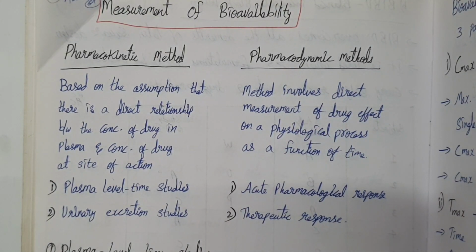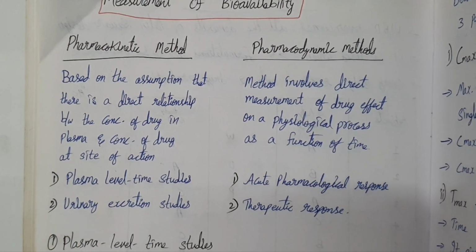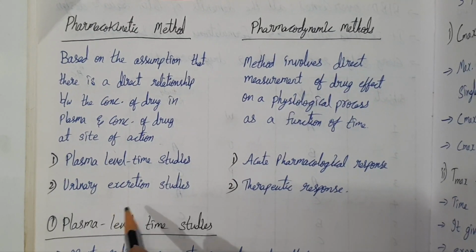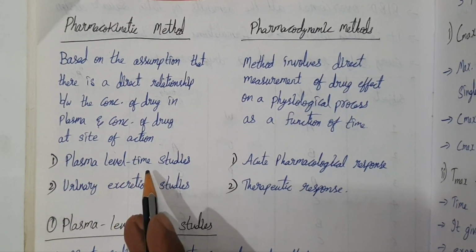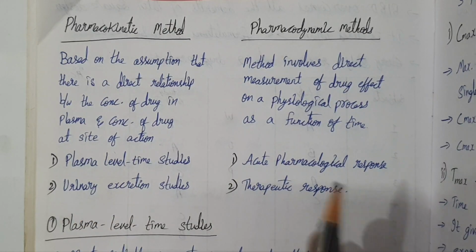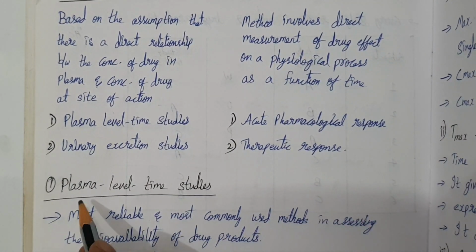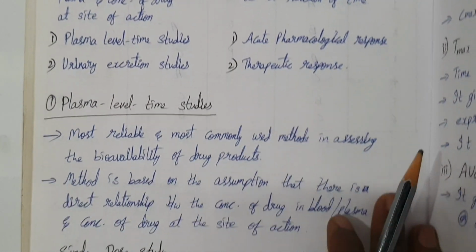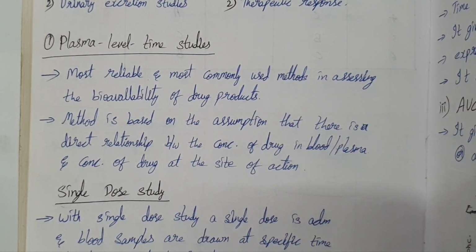It works on the assumption that there is a direct relationship between the plasma concentration of the drug and the concentration at the site of action. It is subdivided into two: plasma level time studies and urinary excretion studies. First, we will see the plasma level time studies. This is the most common method.